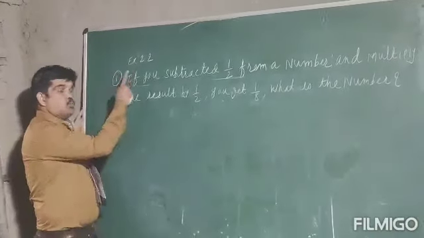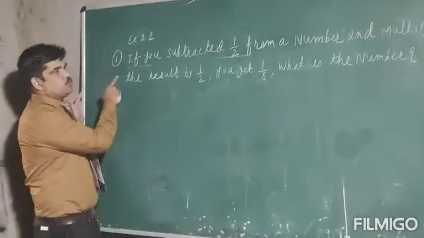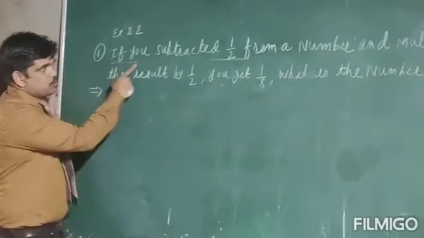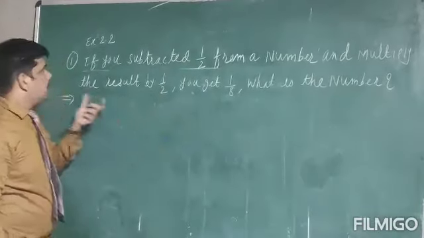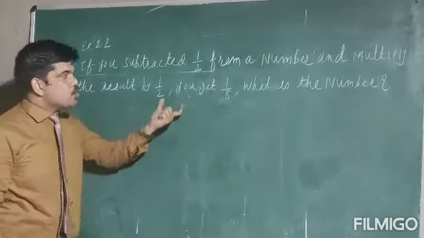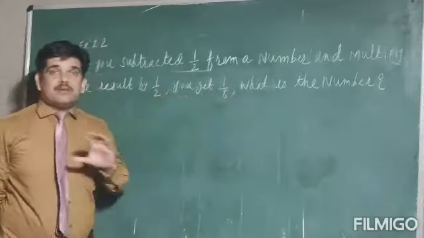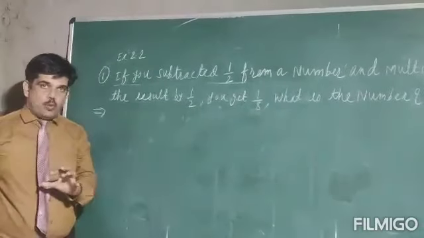Starting exercise 2.2, first question of exercise 2.2. If you subtract 1 by 2 from a number and multiply the result by 1 by 2, you get 1 by 8. What is the number? This is the first word problem from exercise 2.2.